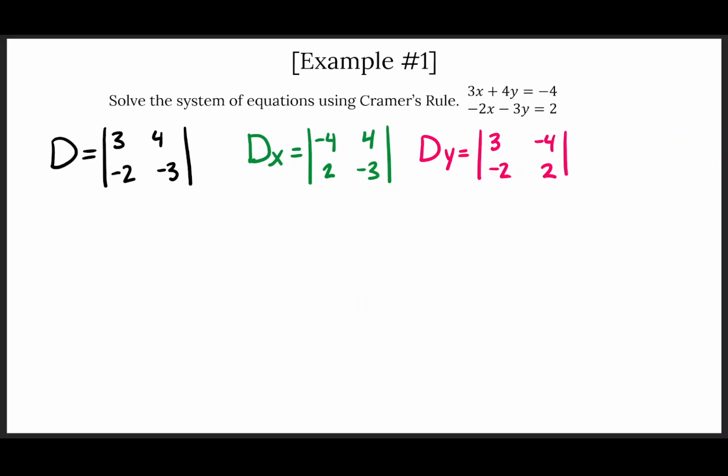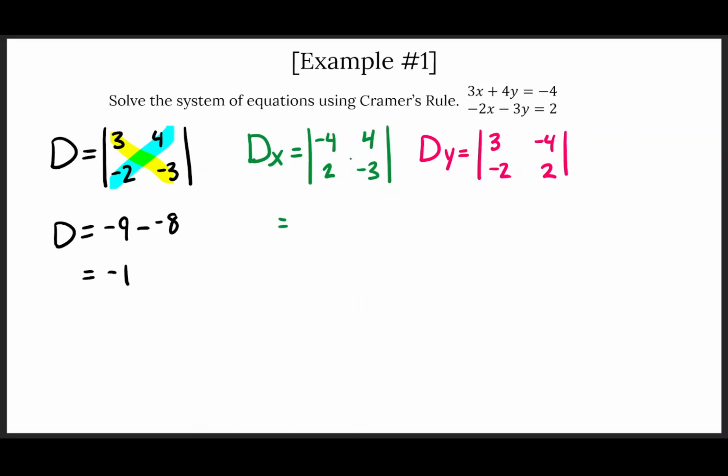Cross minus cross. Multiply this cross minus that cross right there. Do that for all three of these. So if I multiply 3 times -3, -9 minus -8. Let's go ahead and calculate that. That would make -1 if you put that all together.